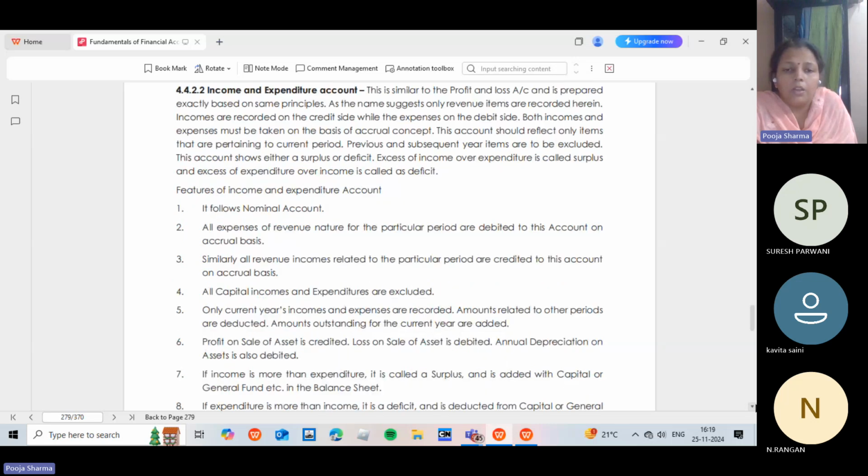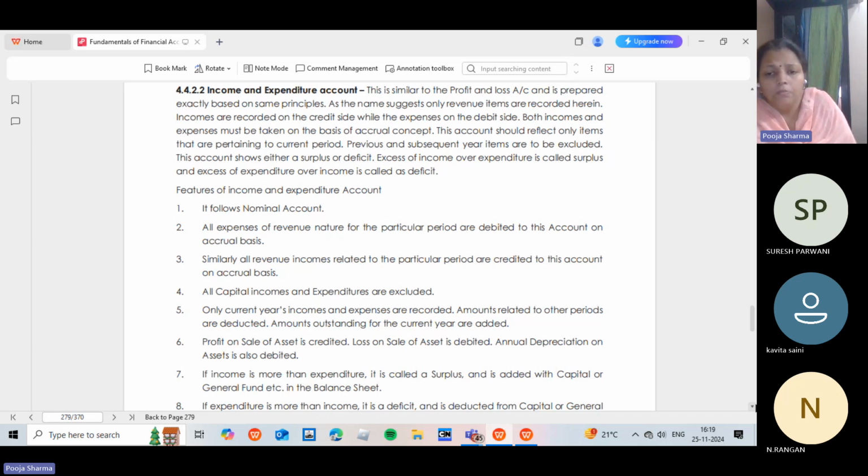Similarly, all capital incomes and expenditures are excluded. So where should they be shown? All these capital incomes and expenditures should be shown in the balance sheet, depending on their accounting treatment. They may be shown under the capital head or as a current liability. Only current year income and expenses are recorded.